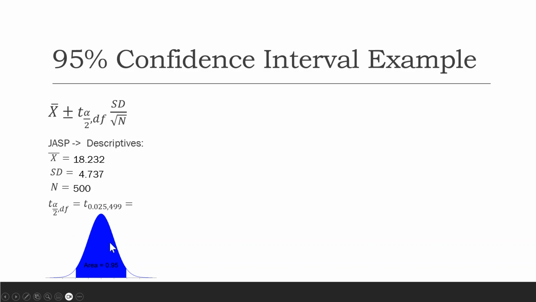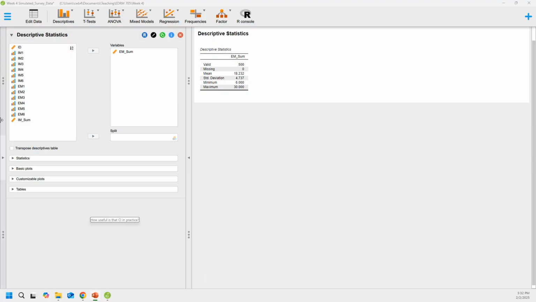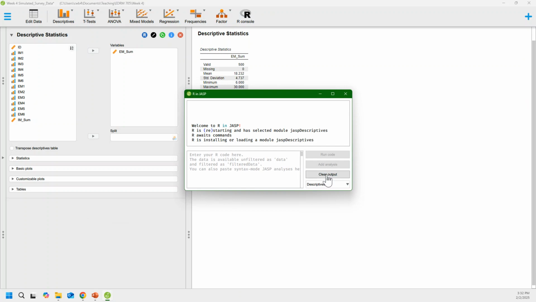Now, I want to show you how you can get this value using JASP from the t distribution. Now, as you've seen from before, I'm going to do the R console here. I'm going to just clear output, right? So what we did the first time, I'm going to show you once again. We did Q norm. Notice we did Q norm. What does norm mean? That means it's from a normal distribution, right? And the mean was 0, standard deviation is 1, right? And we got the negative 1.96.